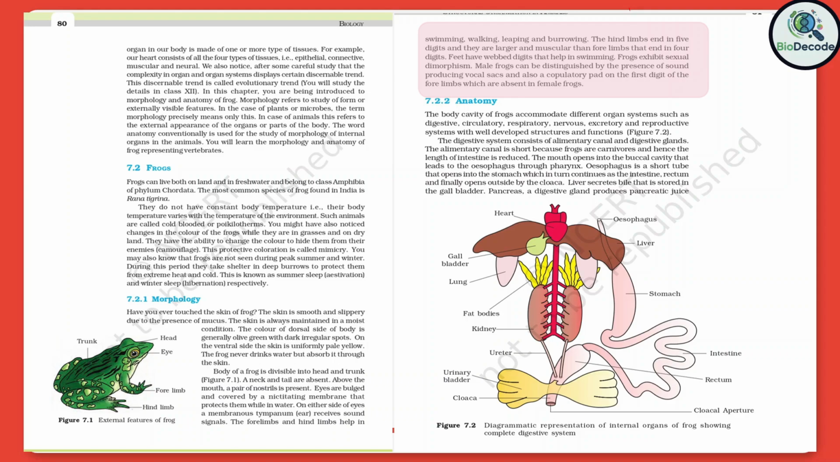Frogs exhibit sexual dimorphism. Male frogs can be distinguished by the presence of sound-producing vocal sacs and also a copulatory pad on the first digit of the forelimbs, which are absent in female frogs.